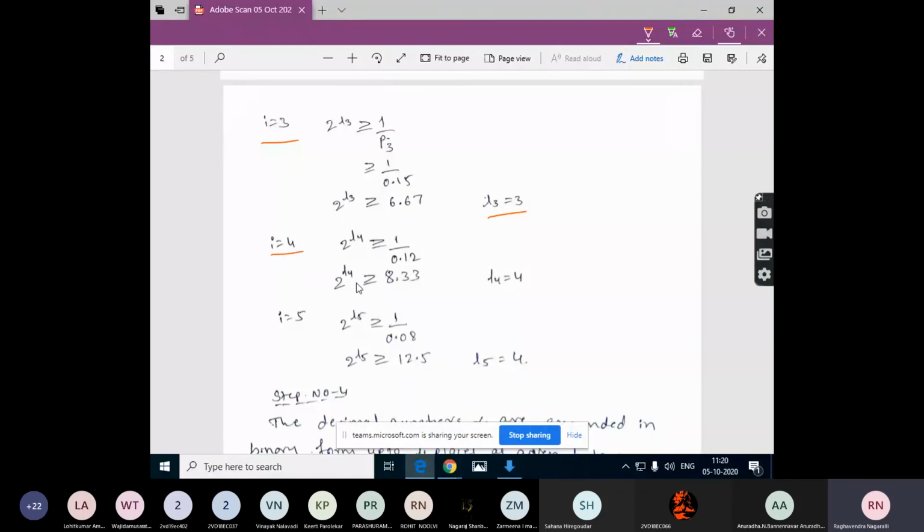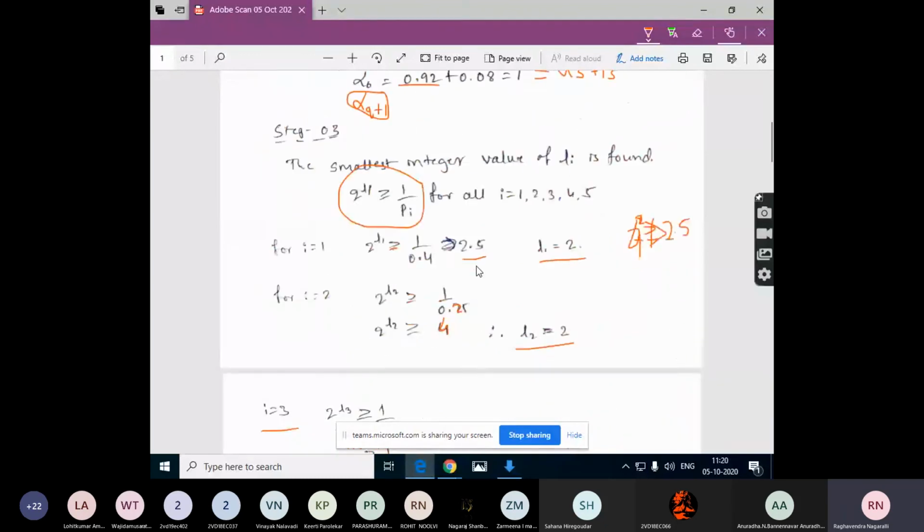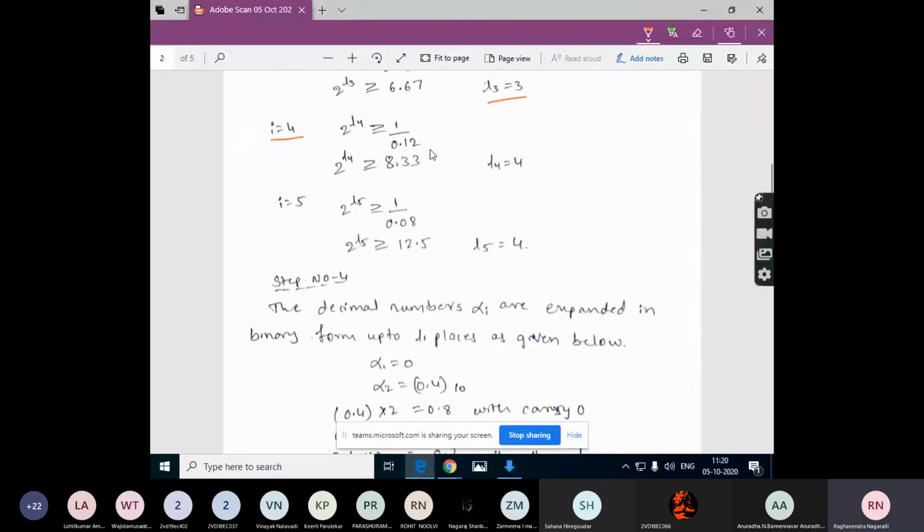So now i equals 4. 2 raised to l4 should be greater than or equal to 1 by p4. p4 is 0.12. So 1 by 0.12 is 8.33. If we take 3, 2 raised to 3 is 8, which is not greater than or equal to 8.33. So let's take the next number, l4 equal to 4. 2 raised to 4 gives 16.